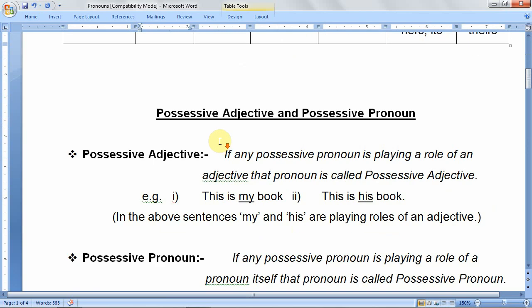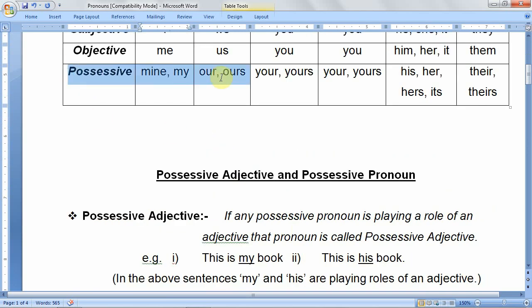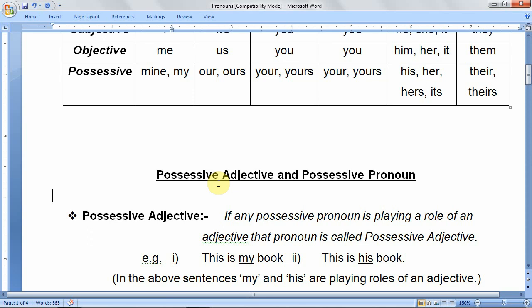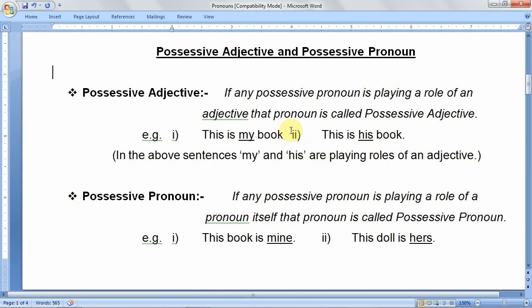Next, we will learn these possessives in detail: how a possessive converts into possessive adjectives and possessive pronouns. We will now deal with possessive adjectives and possessive pronouns in detail. If a possessive pronoun is playing the role of an adjective, then that pronoun is called a possessive adjective. What is an adjective? A word which gives extra information about a noun.